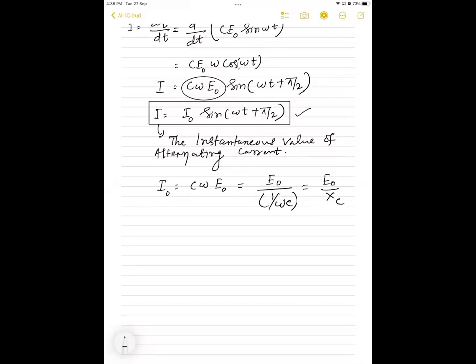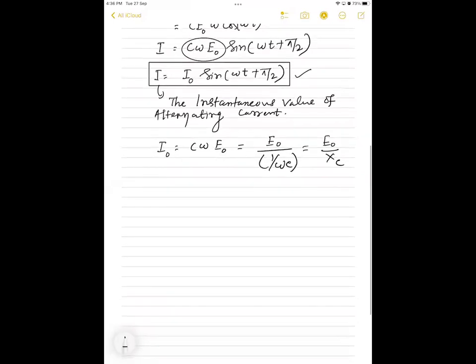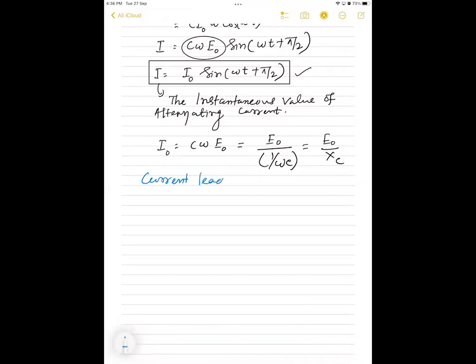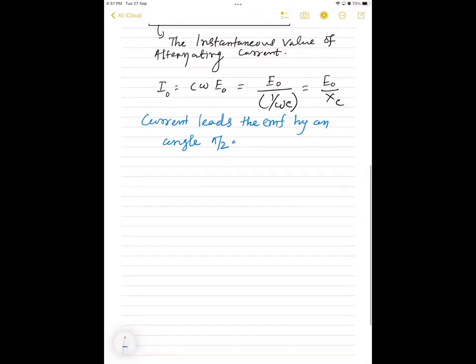So finally, what did we get here? Current leads the EMF by an angle of pi/2, correct? So the current leads the EMF by an angle pi/2. Understood? That means if we draw the phasor diagram, we take voltage as the reference.